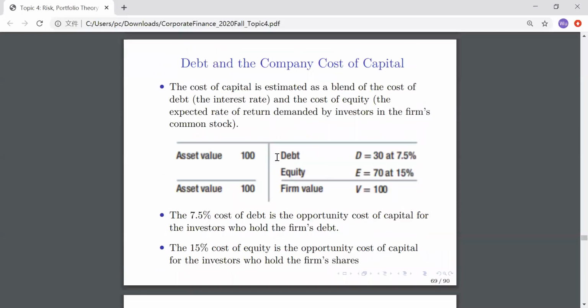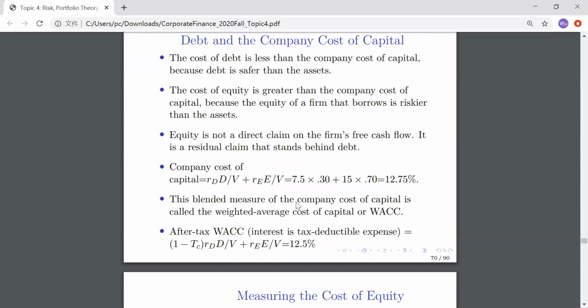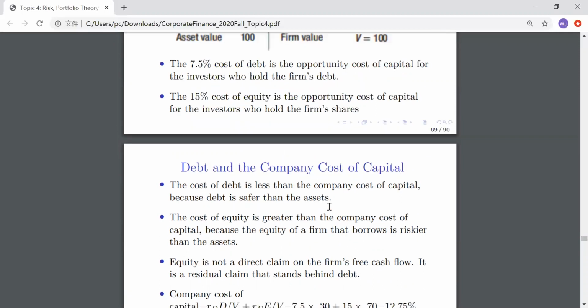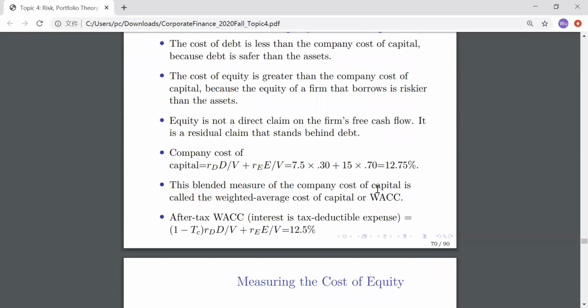Cost of capital, if we look at this table, is going to be the weighted average of the cost of debt and the cost of equity, right? So which is 7.5 times 70%. 70% is the weight on the debt, right? So 30% is the weight on the equity, right? So which gives you cost of capital equals 12.75%. And then this weighted measure is called the weighted average cost of capital, or WACC, right?